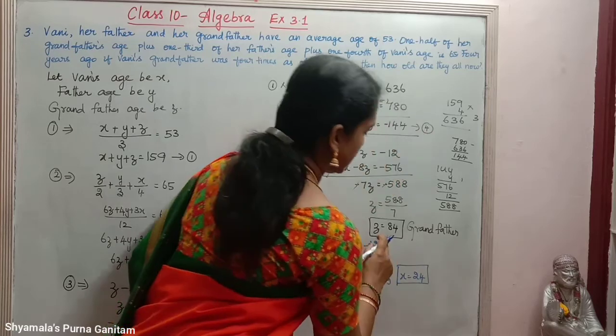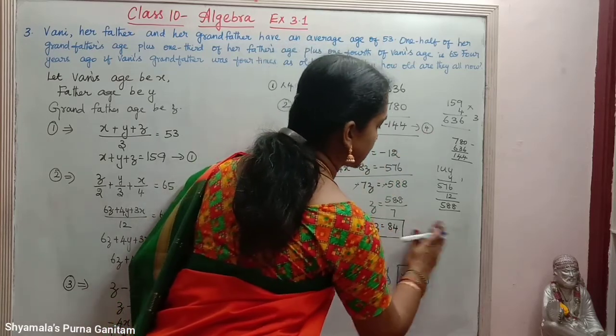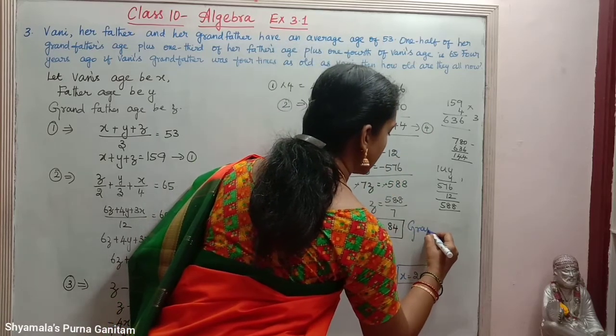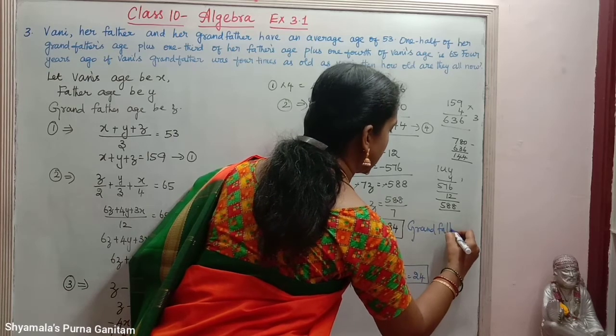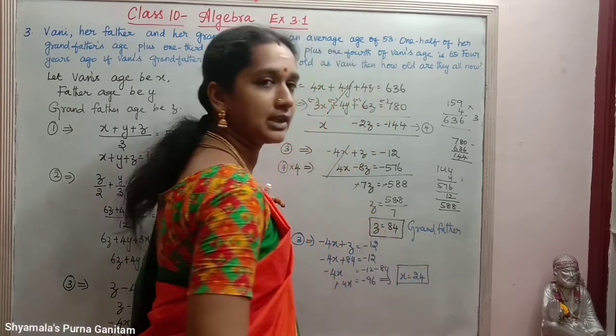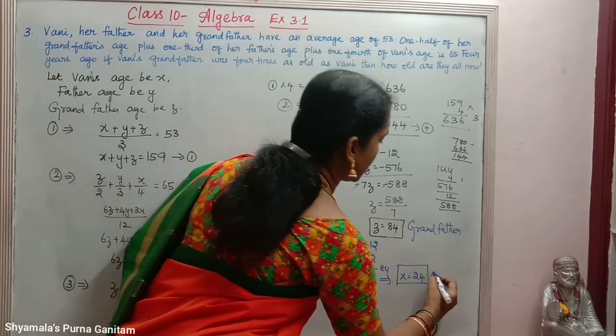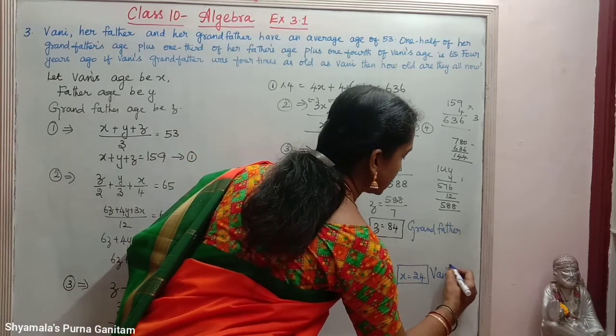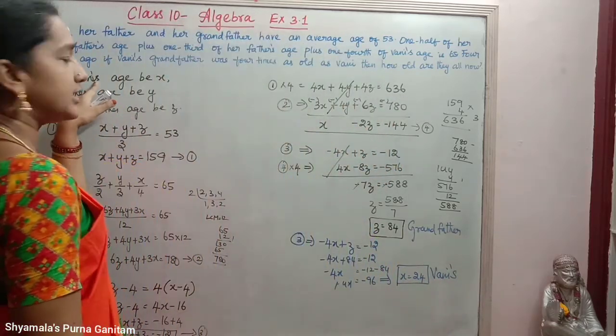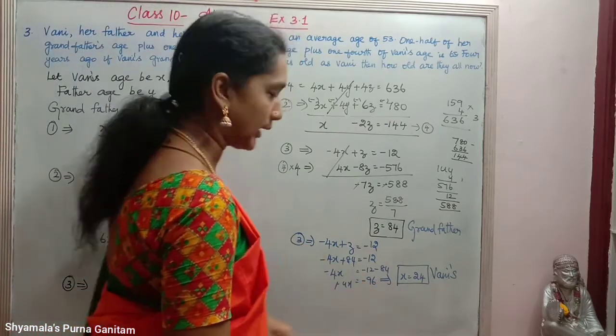So Z is equal to 84 is the grandfather's age. We have taken Z as the grandfather's age, so Z is equal to 84. X is equal to 24 is Vani's age. We have taken Vani's age as x, so x is equal to 24.